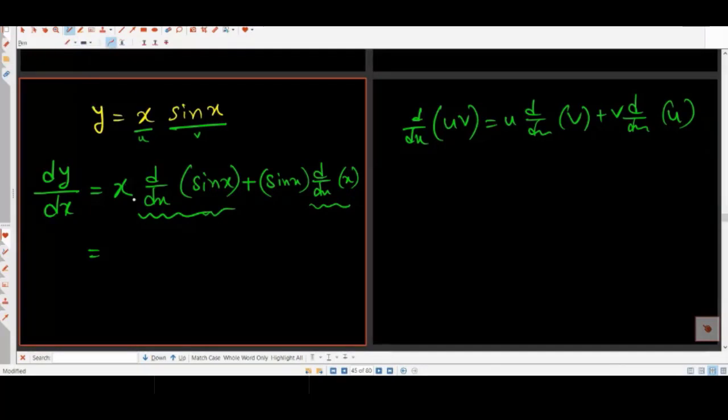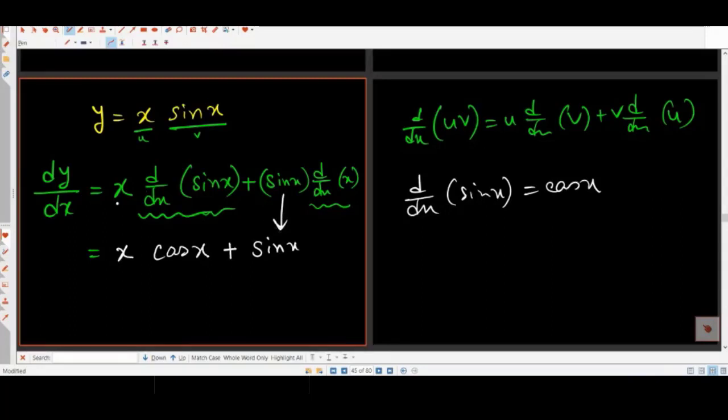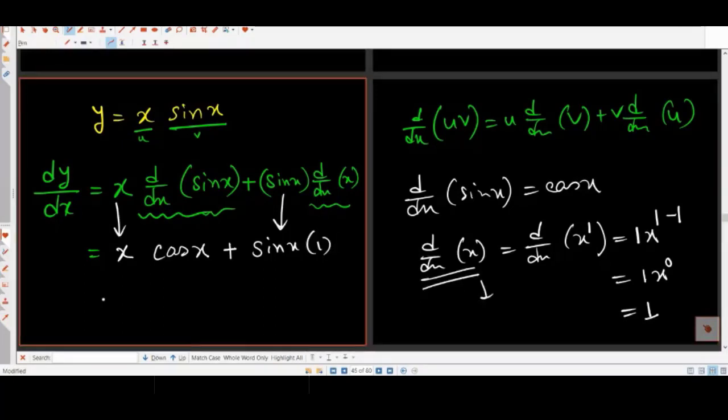Before this derivative, we have x. So it is just like before. Derivative of sine x, we know the formula. That is, the derivative of sine x is cosine x. So it will be cosine x plus we have sine x here. So we are writing as it is before. Derivative of x, it is going with d/dx of x to the power n, and the value of n is 1. So we know that n x to the power n minus 1, that is 1 times x to the power 0. Anything to the power 0 is 1. So d/dx of x is 1. So finally, we have found our first derivative. So this is dy/dx.